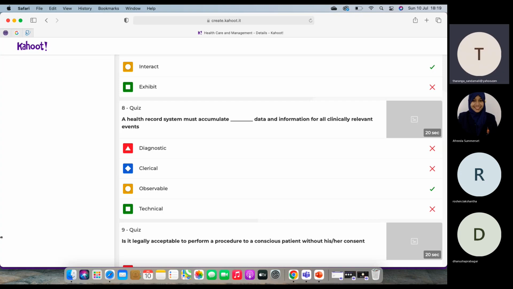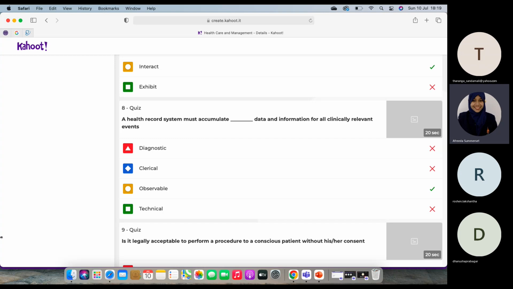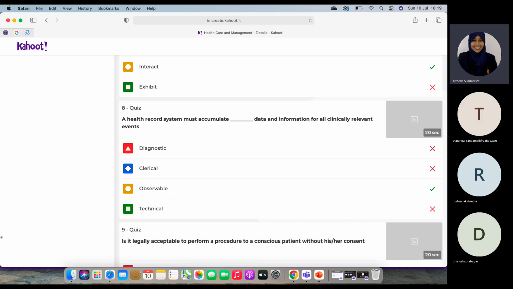We can get the true information. Exactly. You need to have observable information so that it's true, it is accurate, it is precise, right? That is the answer. Very good.